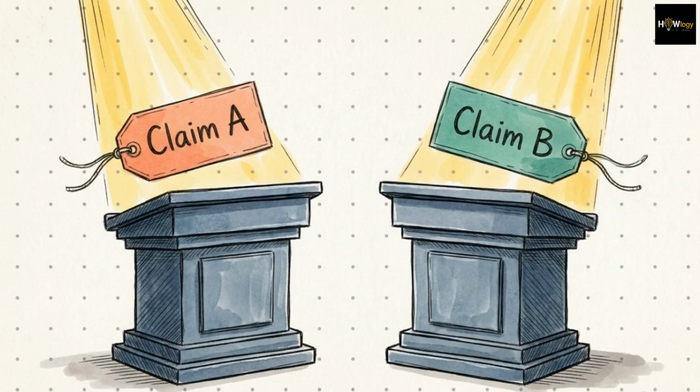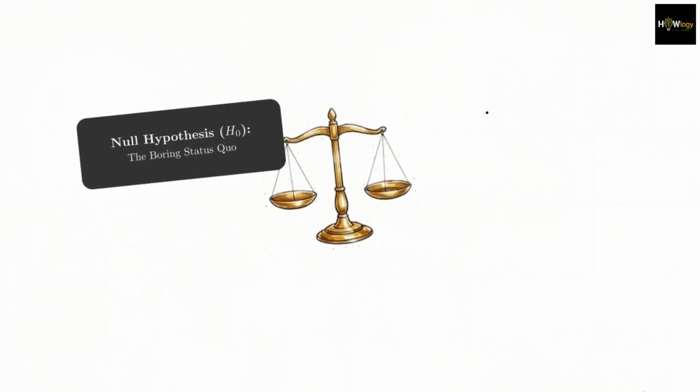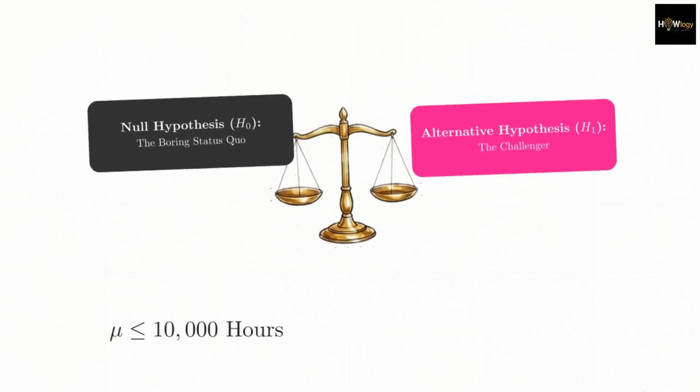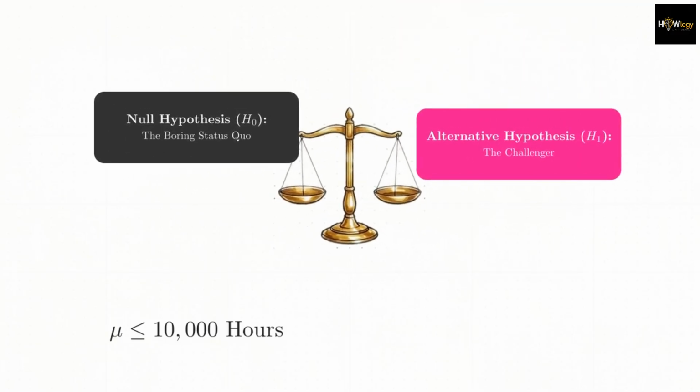Every hypothesis test begins by setting up a formal face-off between two opposing claims. On one side, we place the null hypothesis, written as H0. This is our baseline assumption. In the case of the light bulb, the null hypothesis assumes the company's claim is false, and the bulb is just average, lasting exactly 10,000 hours or less. On the other side sits the alternative hypothesis, or H1. This is the challenger claim we are actively investigating, the assertion that the bulb genuinely lasts more than 10,000 hours.